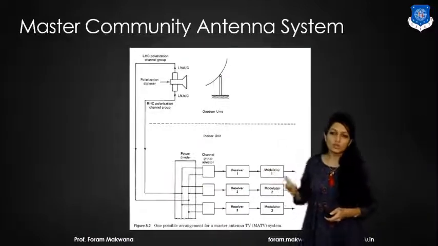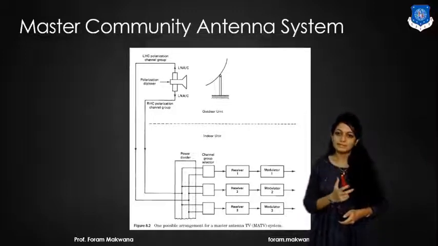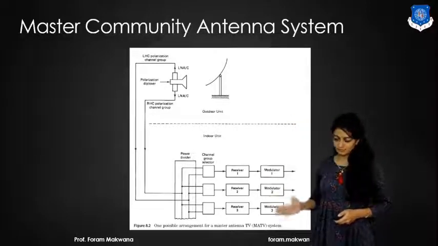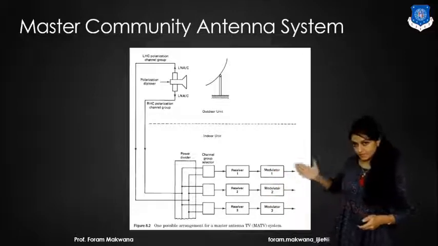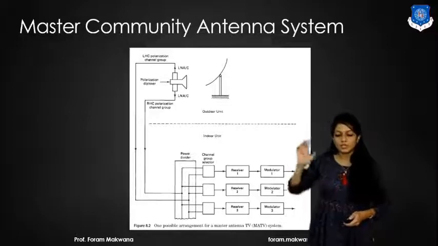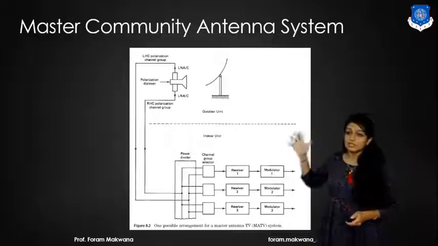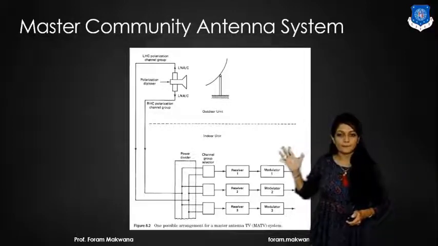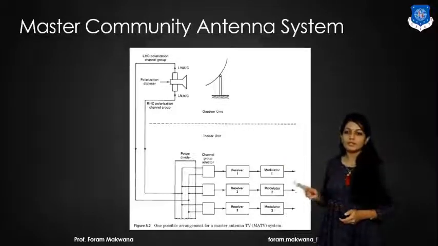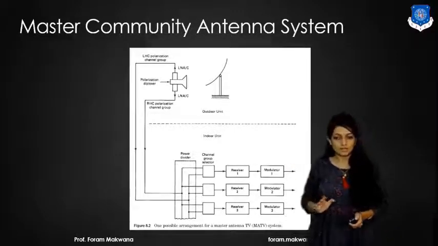Now, what do you mean by MATV? That is called the master antenna TV system. It basically consists of one outdoor unit, and we are able to connect a number of TVs with the help of only a single indoor unit. The function of the master antenna TV system and CATV is almost similar. CATV is used for cable TV distribution, and the master antenna TV system is used for television broadcasting.